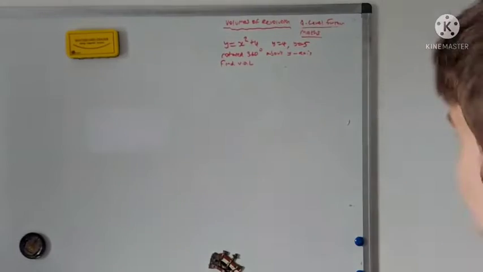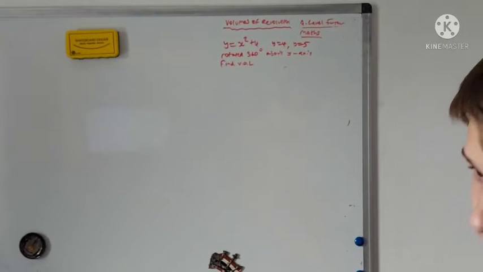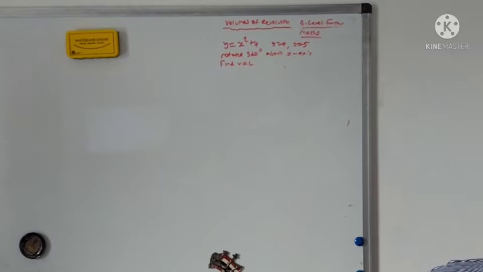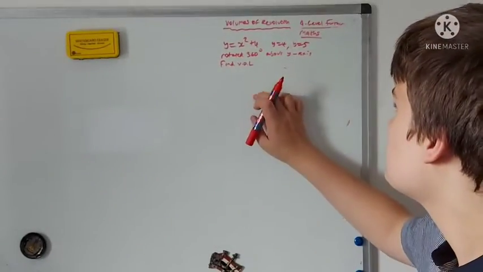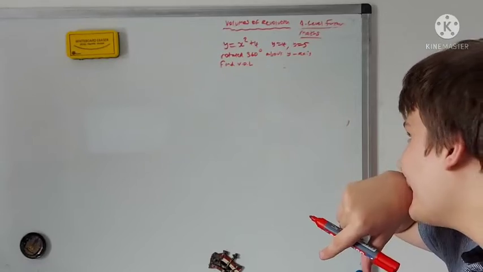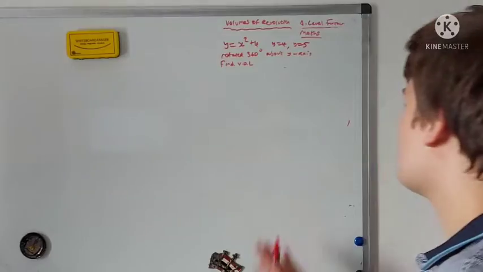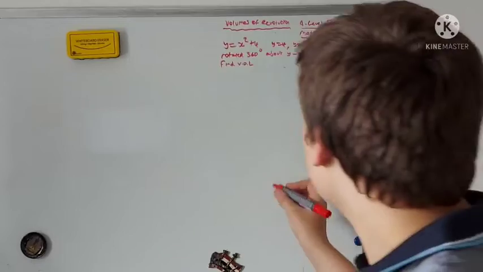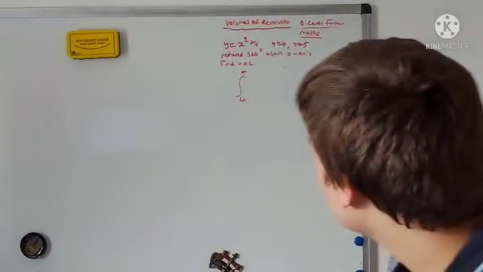Okay, so this problem I've got y equals x squared plus 4 as a function, so that's just x squared shifted up 4. Y equals 4, y equals 5, and the y-axis. If rotated 360 degrees about the y-axis, find the volume of revolution. Okay, what can I do with this then? I know what I'll do. I'll start off with my integral between 4 and 5 of pi x squared dy.